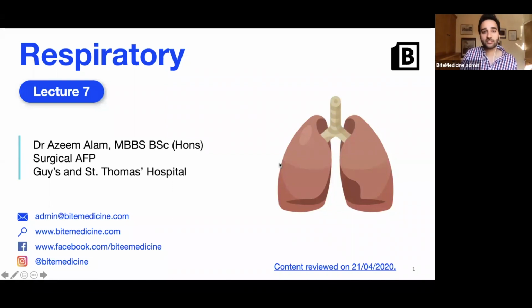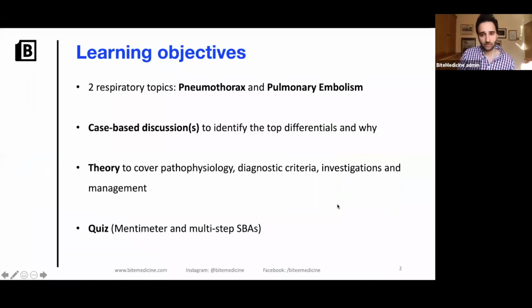So let's dive right in. We are finishing off our respiratory series from last time with two super common conditions that you need to know about, particularly as you transition out of medical school: pneumothorax and pulmonary embolism. We use a case-based approach to help you identify your top differentials, why these are, and cover really everything about these topics that you need to know through your foundation years: the pathophysiology, diagnosis, investigations, etc.